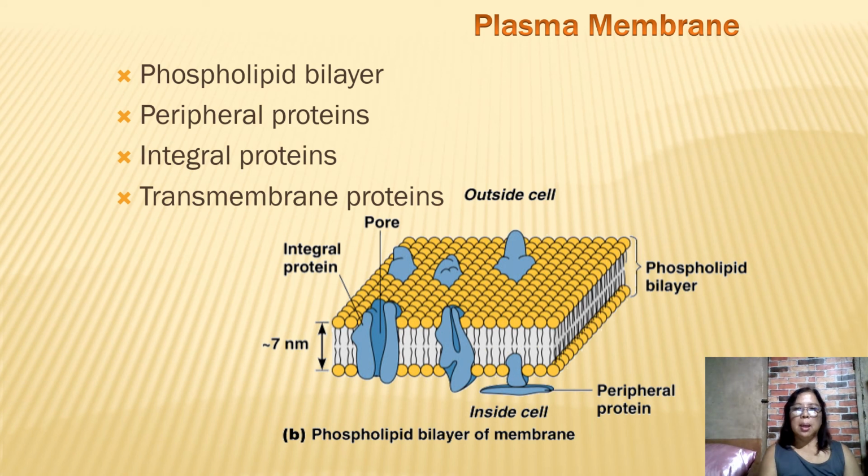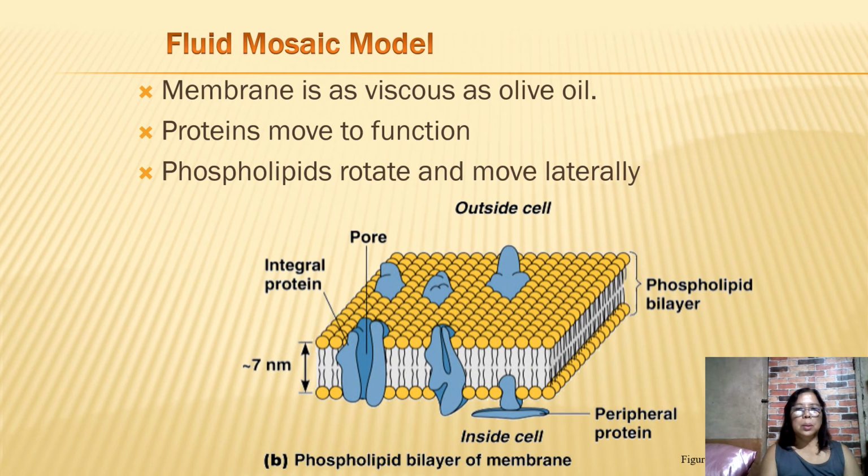So this is again the chemical structure of your plasma membrane. You have the phospholipid bilayer, and then you have the peripheral protein. The peripheral proteins are the blue ones scattered around. And then you have also the phospholipids that rotate and move laterally. So these are the phospholipids.